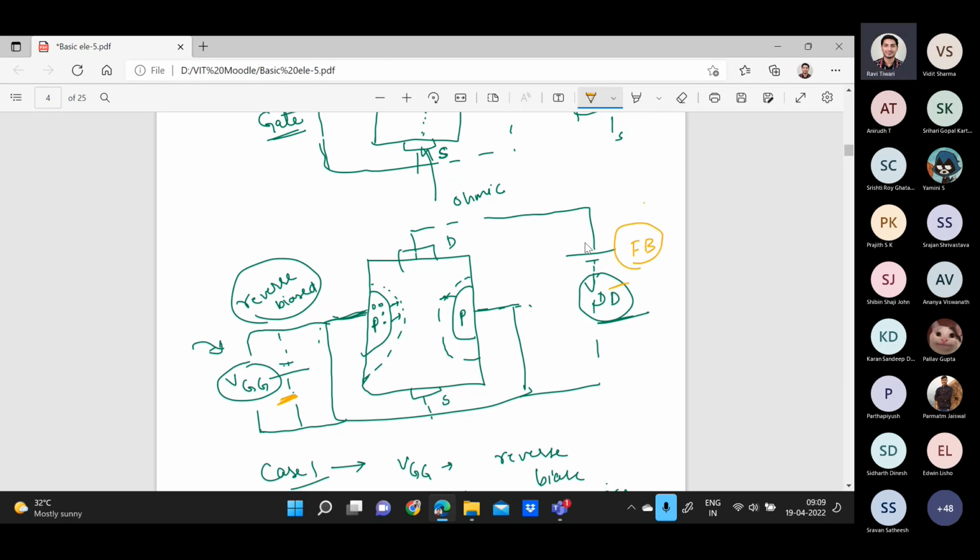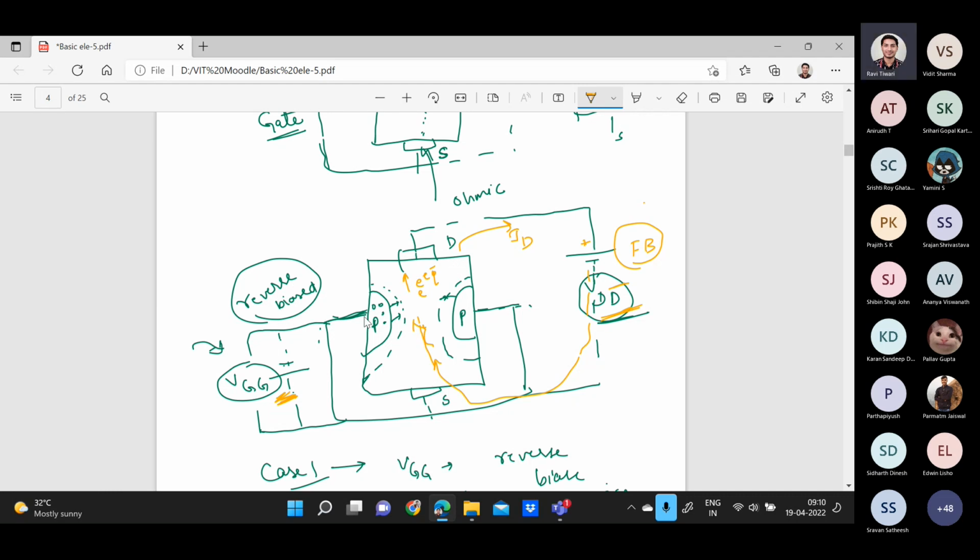So what will happen? This positive will attract the electrons, right? This was an N channel. Electrons will move like this, right? Electrons will be attracted, and this will repel, right? So as you increase this VDD, the movement of electrons will increase, which actually makes the ID flow. So even if you are not applying VGS, some current will flow, because as you increase the value of VDD, the electrons will start moving from source to drain.